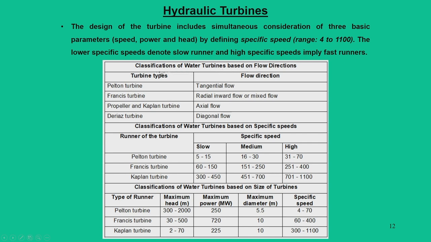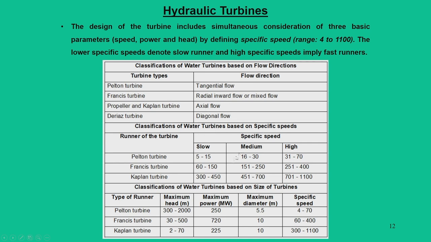So, this is the overall complete classification, which is shown in these tables for the water turbines. We can say there are four categories of turbines: Pelton, Francis, propeller, and Kaplan turbines. Depending on the flow directions, they can have tangential, radial, axial, or diagonal flow.